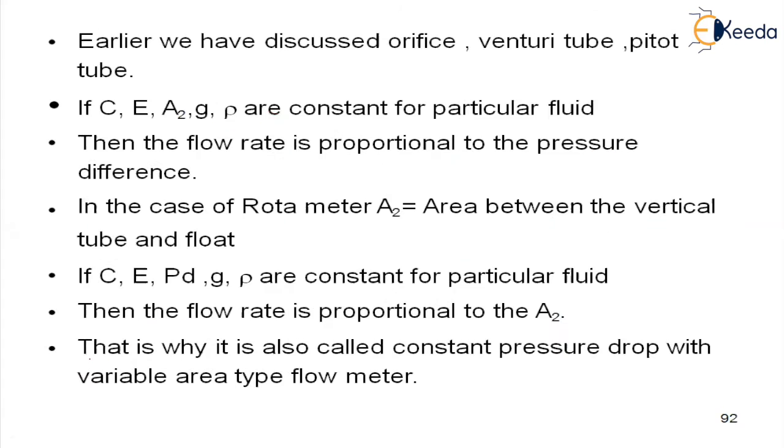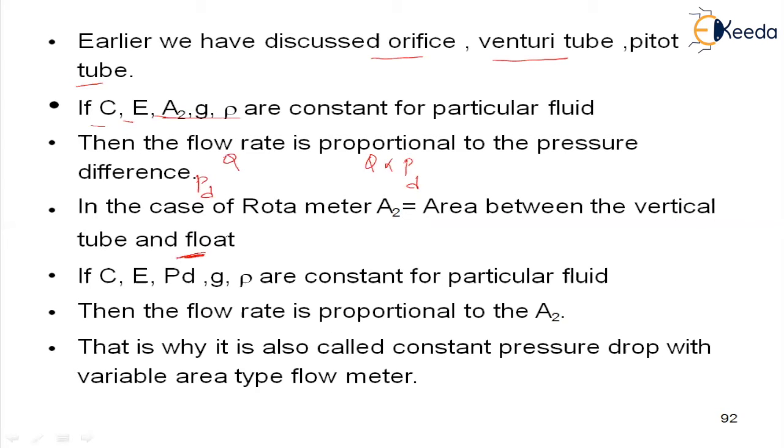As I told you earlier, we have already discussed things like the orifice, Venturi, and Pitot tube. If all the other parameters are taken as constant, then automatically the flow rate Q is proportional to the differential pressure PD, my dear students. In the case of the rotameter, A2 is the area between the vertical tube and the float.